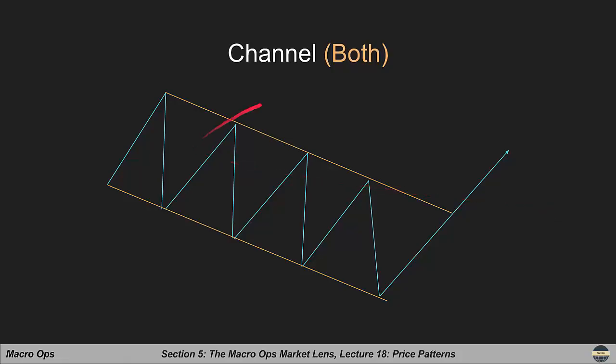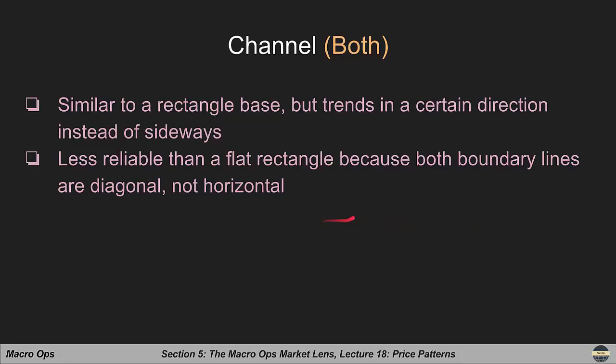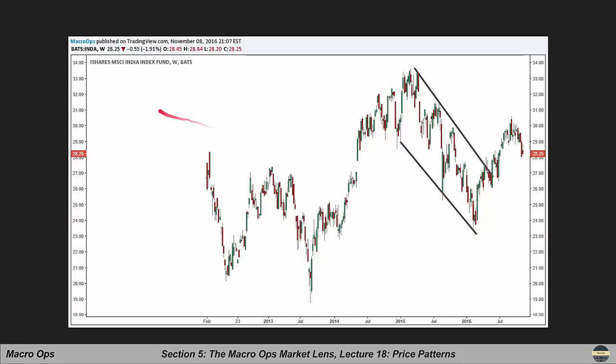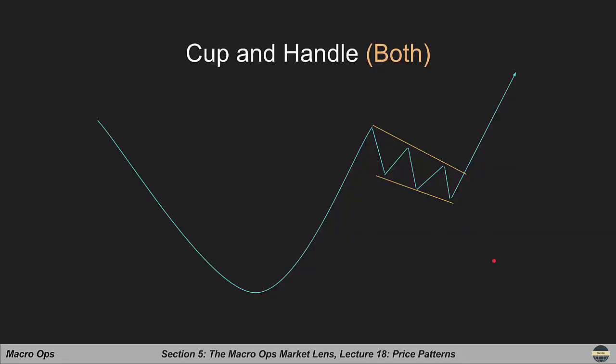A channel is just a slanted rectangle. It's not as strong because we're dealing with diagonal lines, and so that makes it less reliable. Here would be an example of that. And this is an India index fund, and we break the channel right here and have a decent trend. So these patterns do work. They're our least favorite though and least reliable, but be on the lookout for them. You can test them in your own process if you'd like, but generally diagonal lines are not going to work out as well as horizontals.